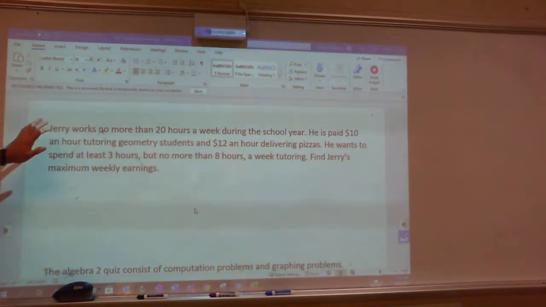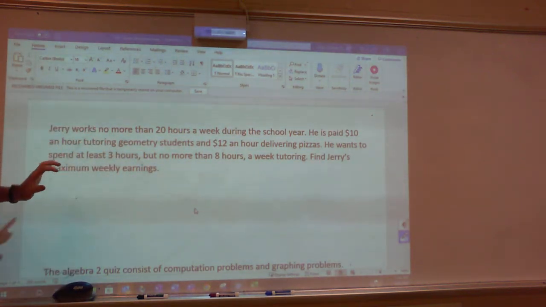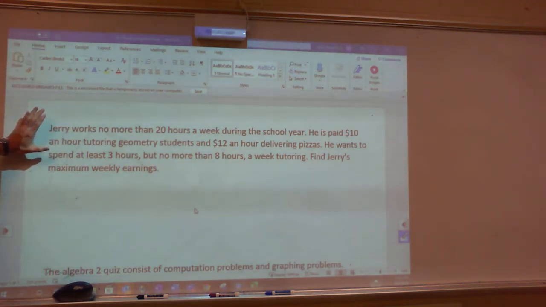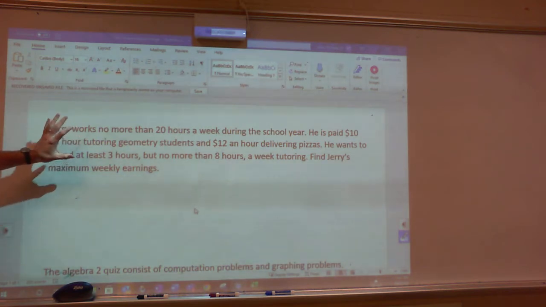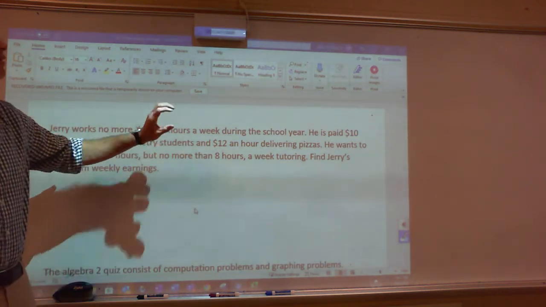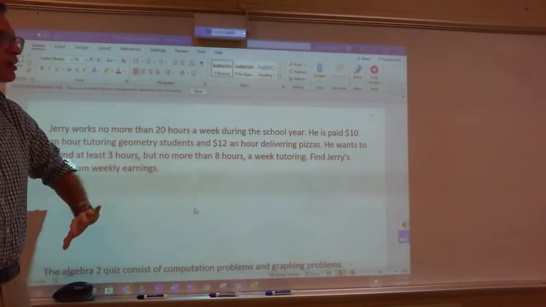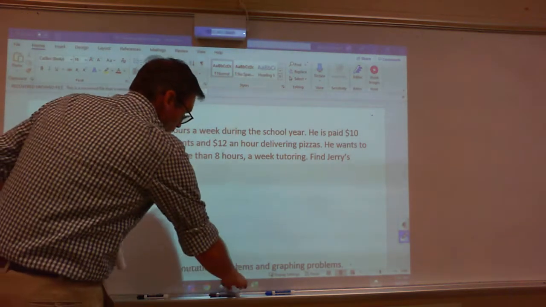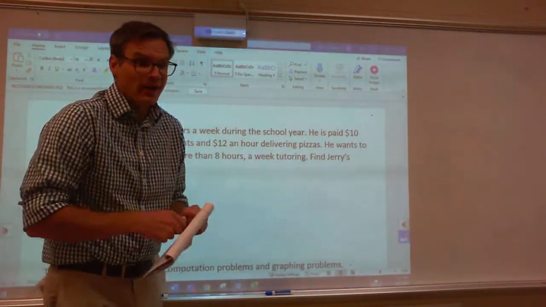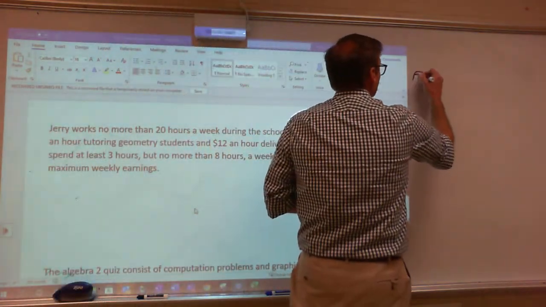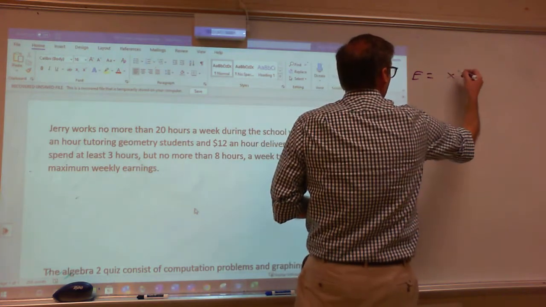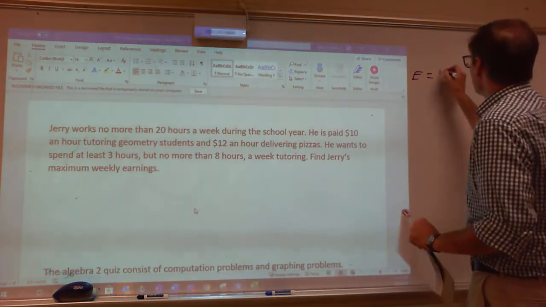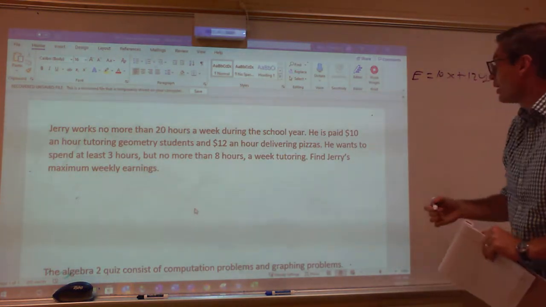So, last week we talked about translating these linear programming problems, and if you can remember this one, we talked about Jerry. He could either tutor or be a delivery driver, and he wants to maximize his earnings. So step one was to figure out what we're trying to optimize, and we're trying to maximize earnings. There's going to be a something x plus a something y. The only numbers dealing with earning were the $10 for x and the $12 for y.